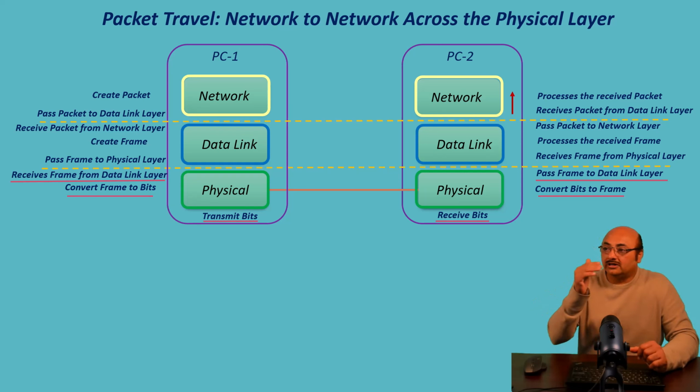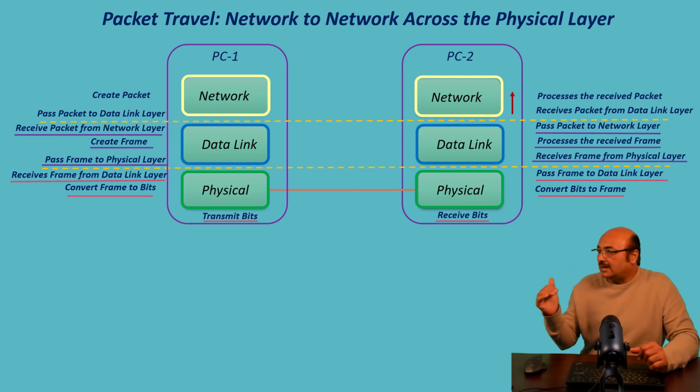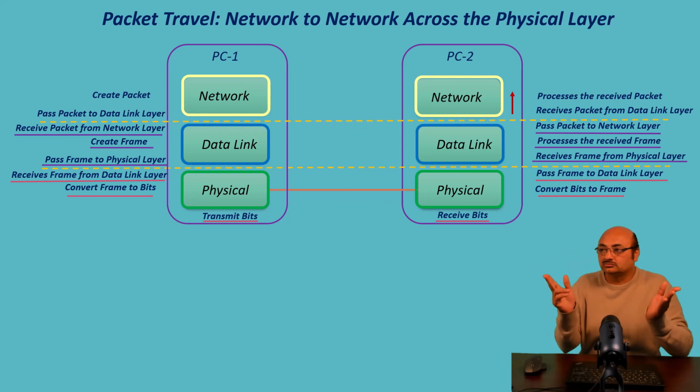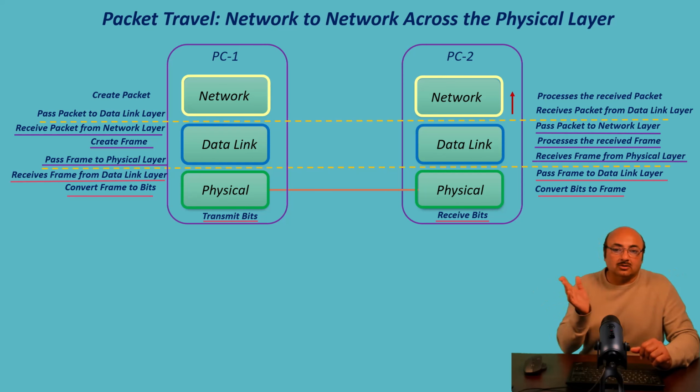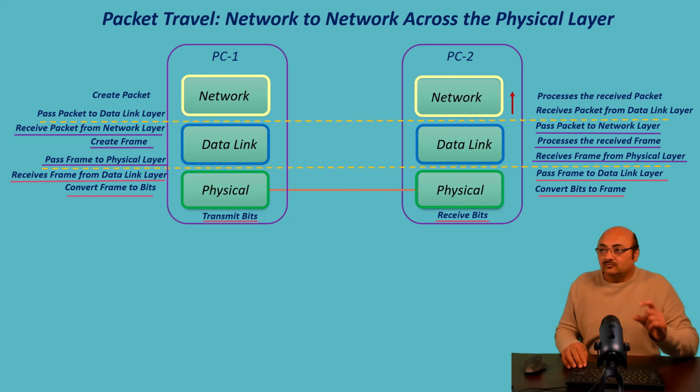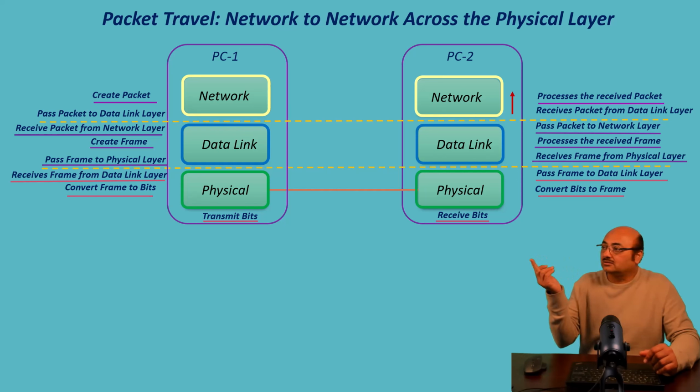Let's move the focus to the data link layer. Receive packet from network layer, pass packet to network layer. Create frame, process the received frame. Pass frame to physical layer and receive frame from physical layer. So same thing. The data link layer on the transmit side and receive side is also performing opposite functions. And moving the focus to the network layer, the network layer creates a packet. On the receiving side, it processes the packet. On the transmit side, the network layer passes the packet to the data link layer. On the receive side, it receives the packet from the data link layer.